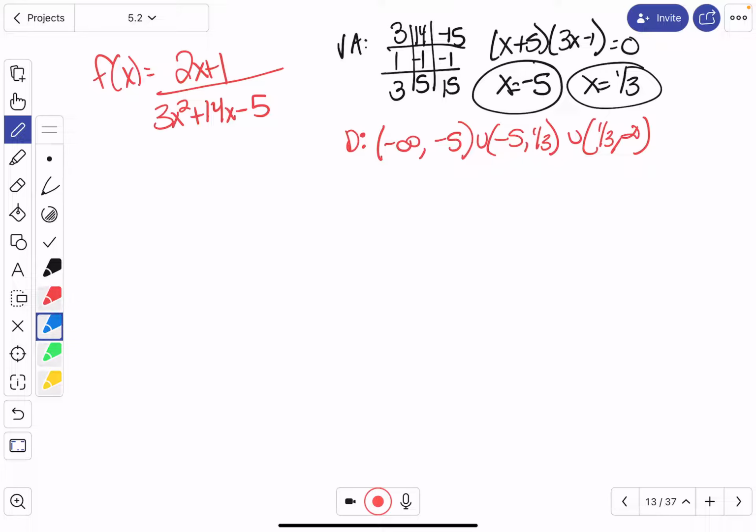Let's look for our others. Degree of the top is 1. Degree of the bottom is 2. 1 is less than 2. So we have a horizontal asymptote of y equals 0.